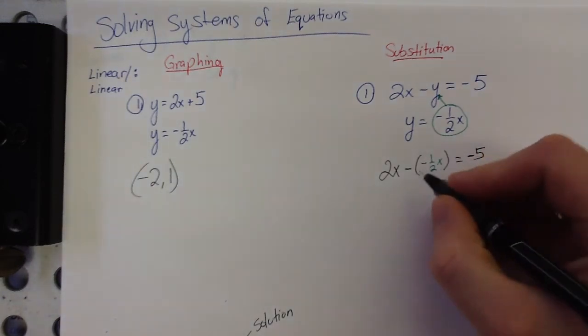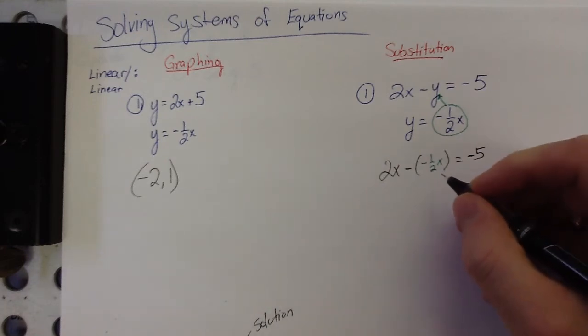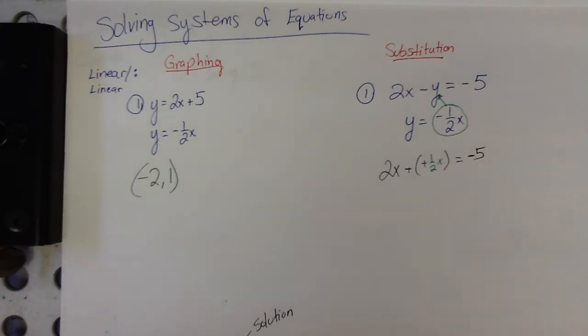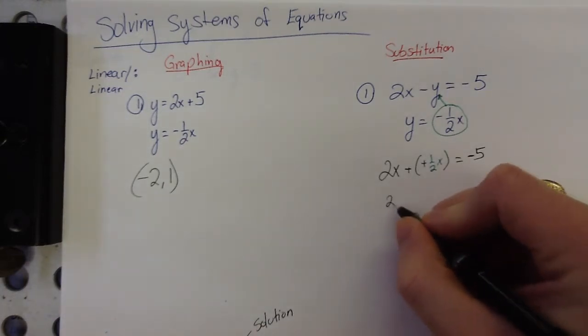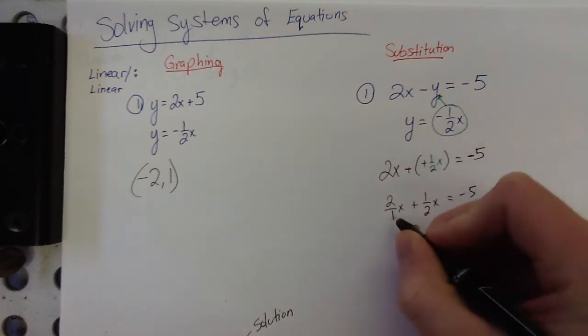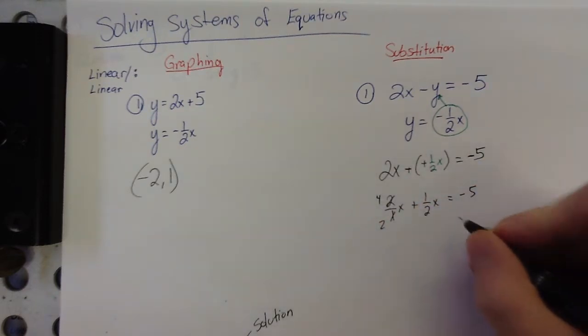All right, so solve it like you would any normal equation. 2x minus a negative becomes plus. And if you need to do your fraction rules here, you can make it 2 over 1 x plus 1/2 x. We're going to need to change that to a 2, so 4 over 2.